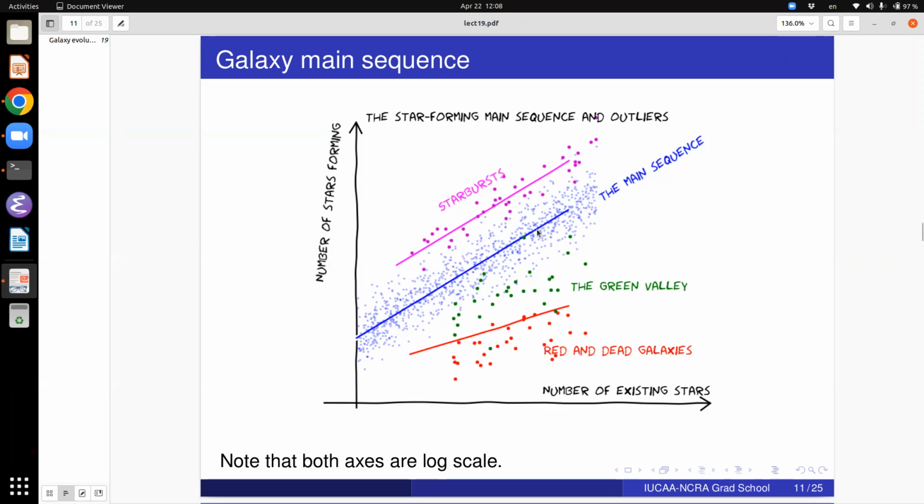The number of existing stars, remember, is quite high. It is not a starburst, so it's not going to be here. It is going to be somewhere in this region, and towards this right side. It is definitely not towards this side. It is somewhere here. Right?